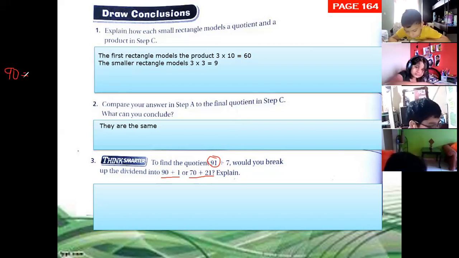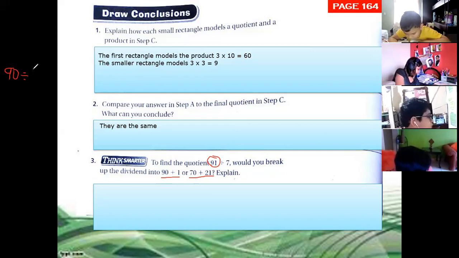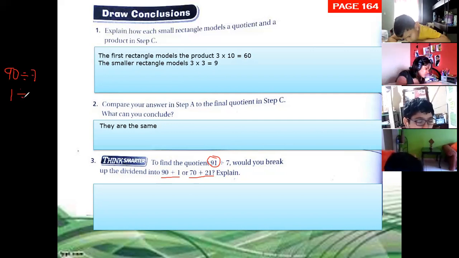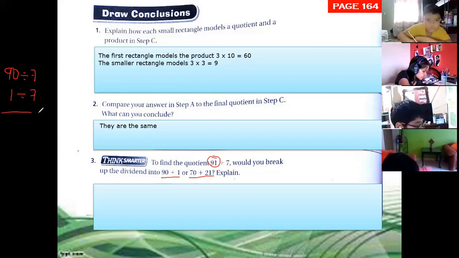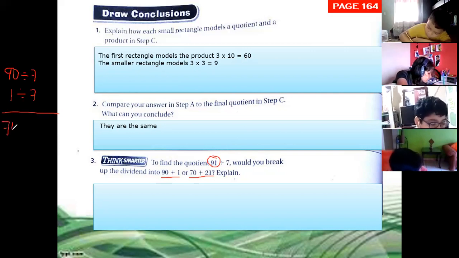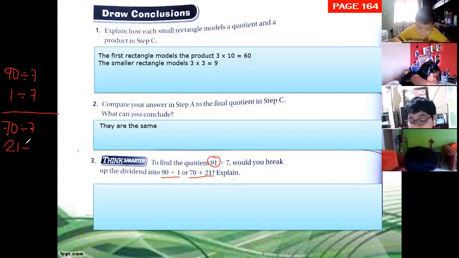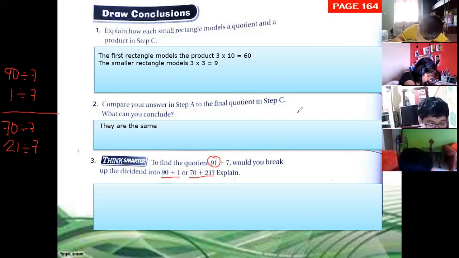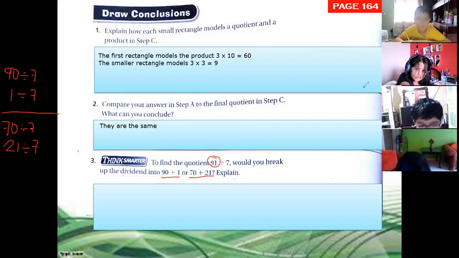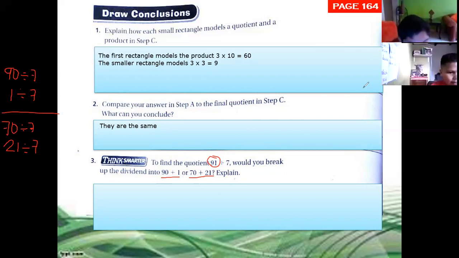If we break apart 91 into 90 plus 1, we have to divide 90 divided by 7 and 1 divided by 7. This is one option. The second option is 70 divided by 7 and 21 divided by 7. Let's analyze this division. Are all of them possible? Look at the division. Which option? 90 plus 1 or 70 plus 21?